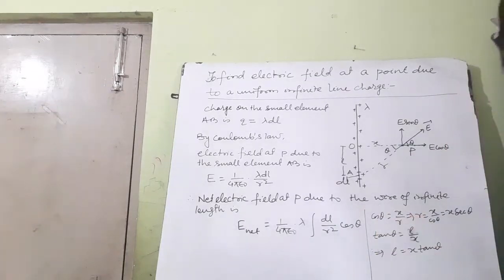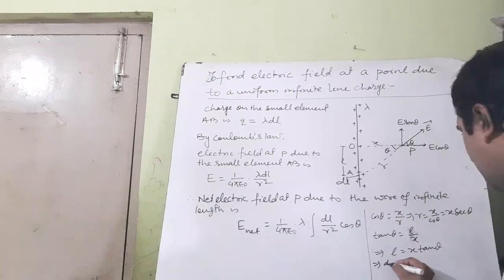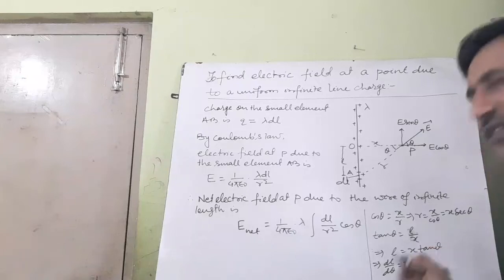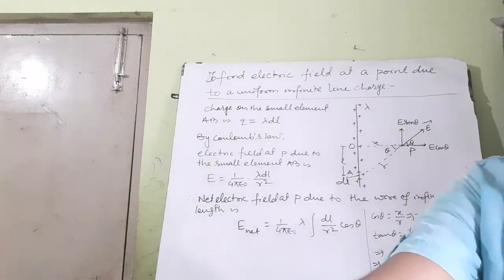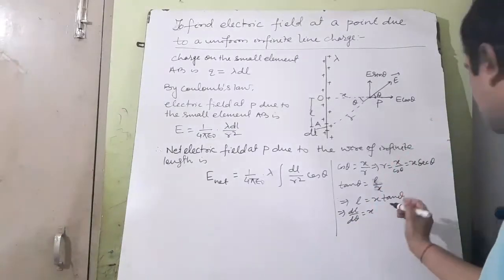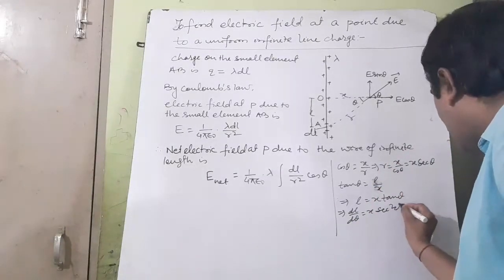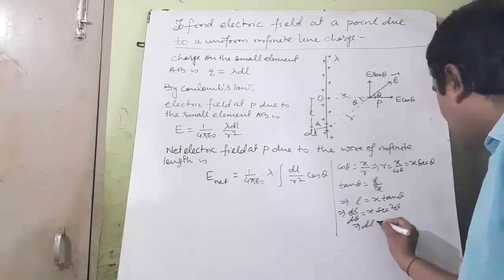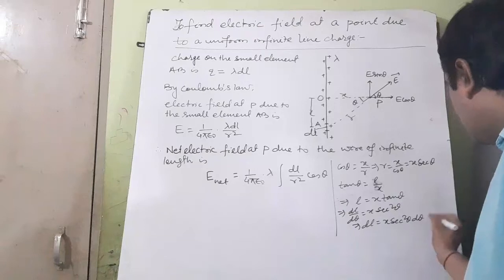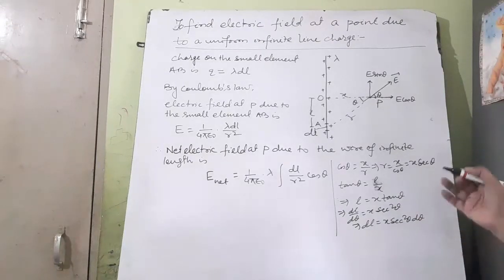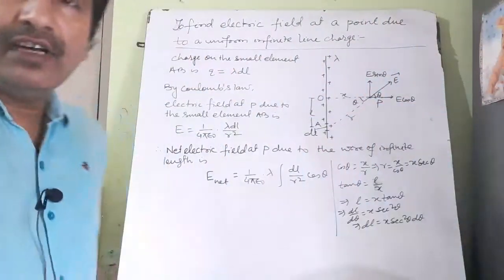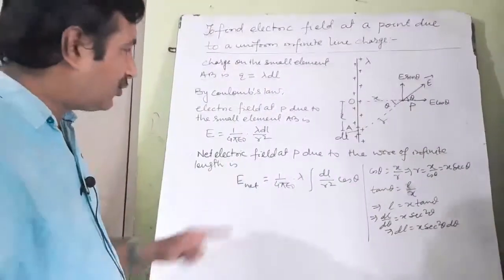And if you differentiate it with respect to theta, it will be dl by d theta. It is equal to x is constant and d by d theta tan theta. D by d theta tan theta is sec square theta. So it will be sec square theta. And from here you can write dl is equal to x sec square theta d theta. Got it? Now I will substitute all these values here.